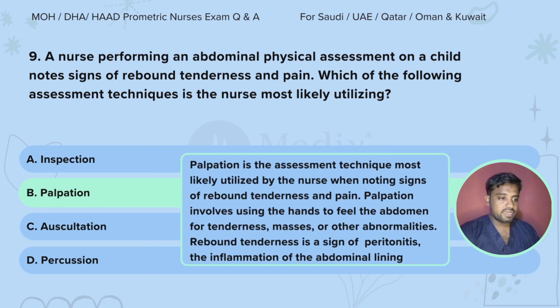The correct answer is B. Palpation is the assessment technique most likely utilized by the nurse when noting the signs of rebound tenderness and pain. Palpation involves using the hands to feel the abdomen for tenderness, masses, or other abnormalities. Rebound tenderness is a sign of peritonitis, which is the inflammation of the abdominal lining.